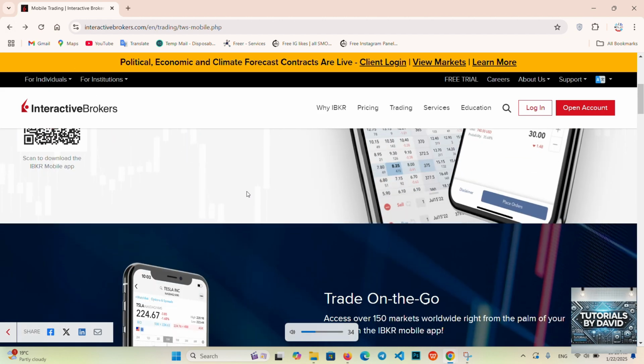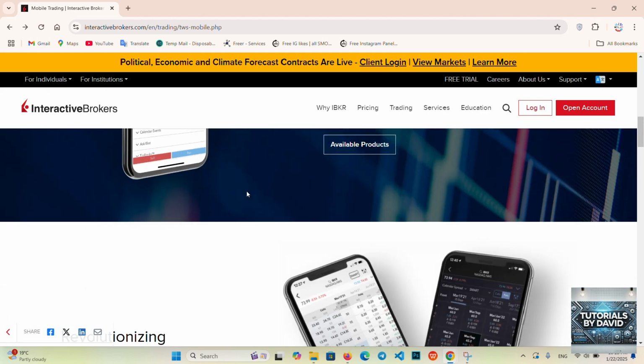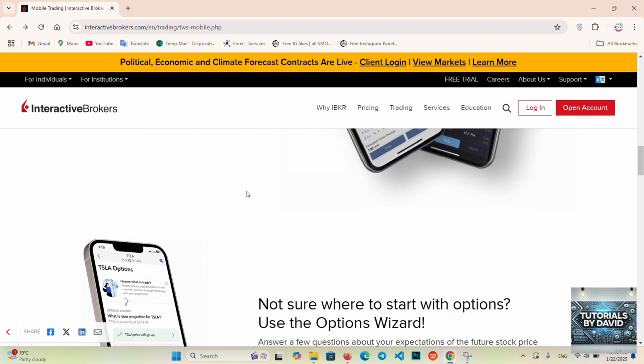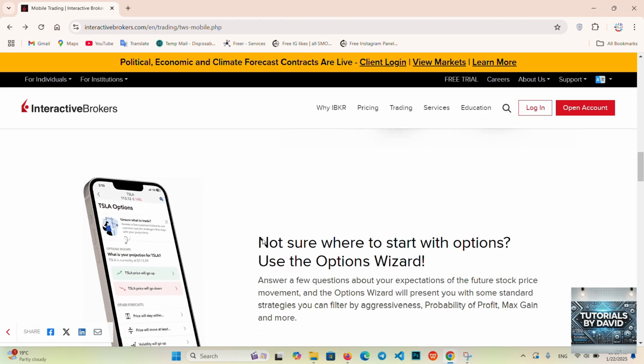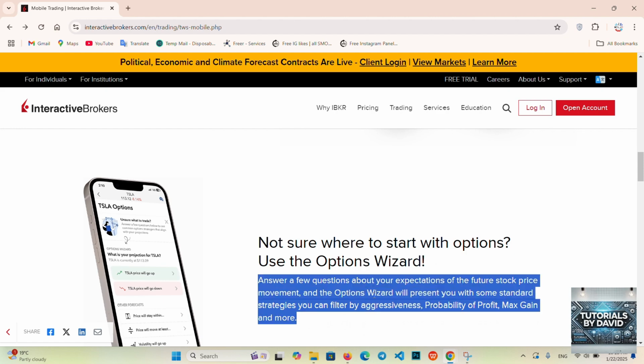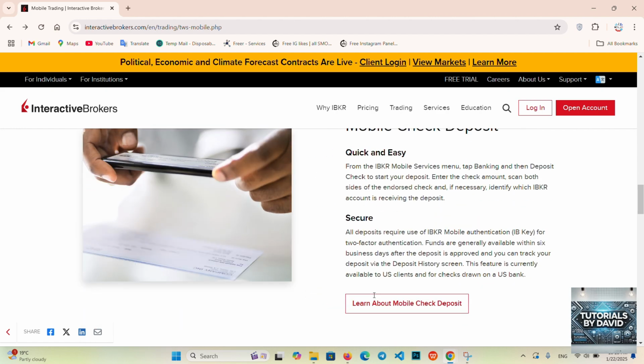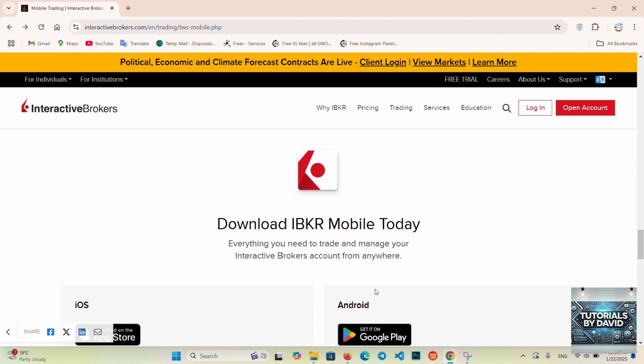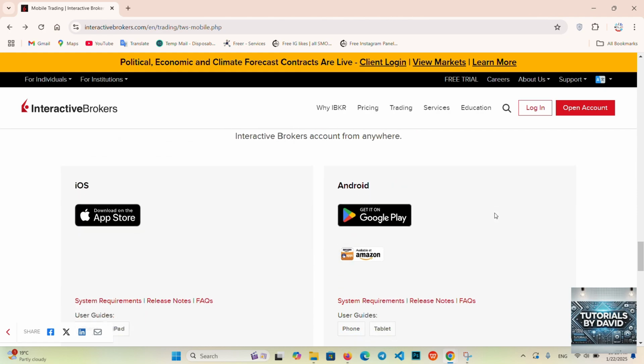Track your portfolio. Use the platform's dashboard to monitor your international holdings, assess performance, and adjust your strategy as needed. Interactive Brokers makes it easier than ever to access global markets and expand your investment horizons.